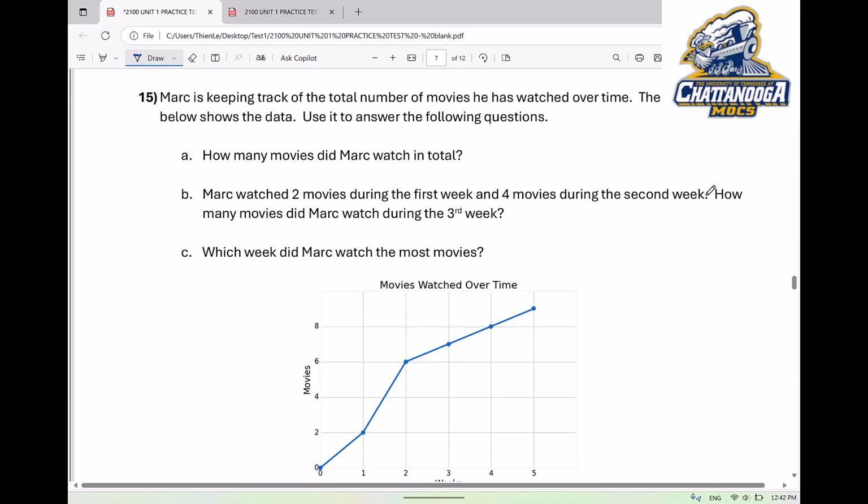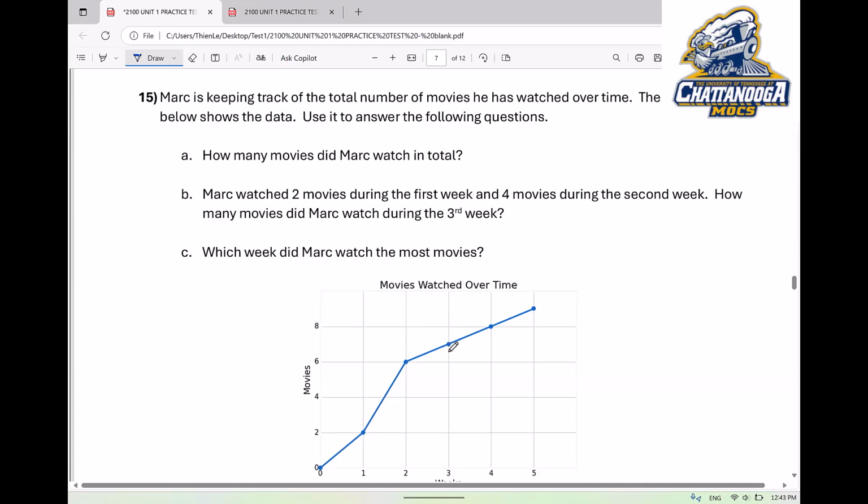Number 15. Mark is keeping track of the total number of movies he has watched over time. So we talk about total, right? The line graph below shows the data. Use it to answer the following questions. So here we have a graph with the total movies watched over time in weeks, right? In the first week, Mark watched a total of 2. After the second week, the total is 6.